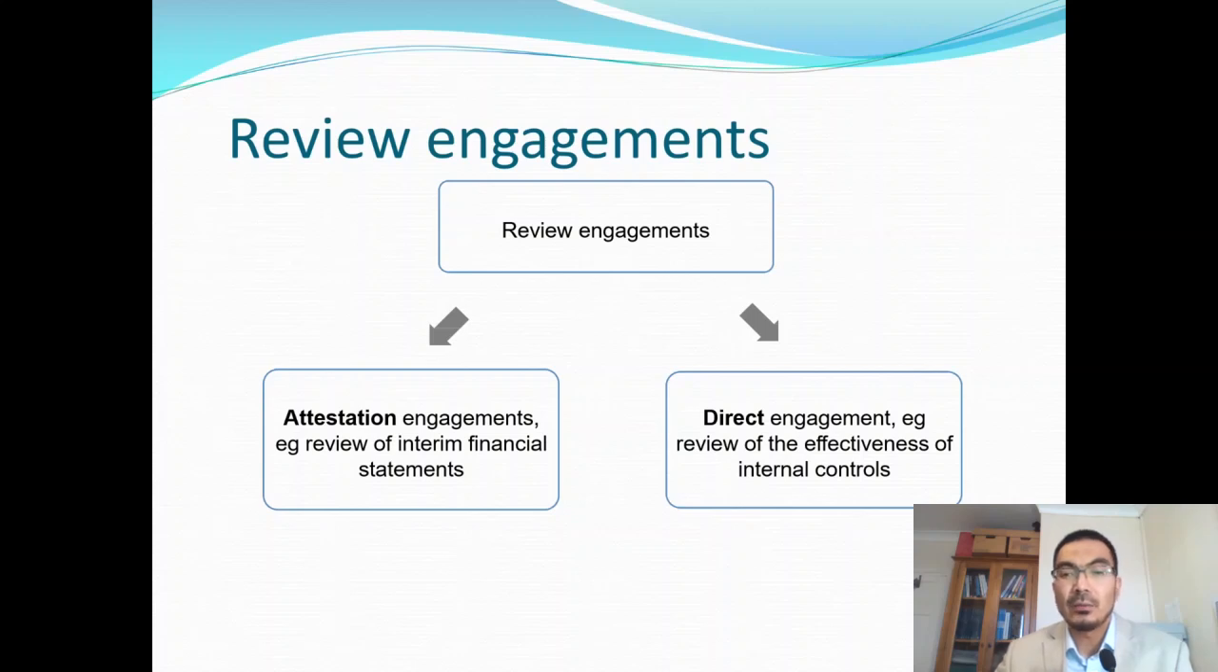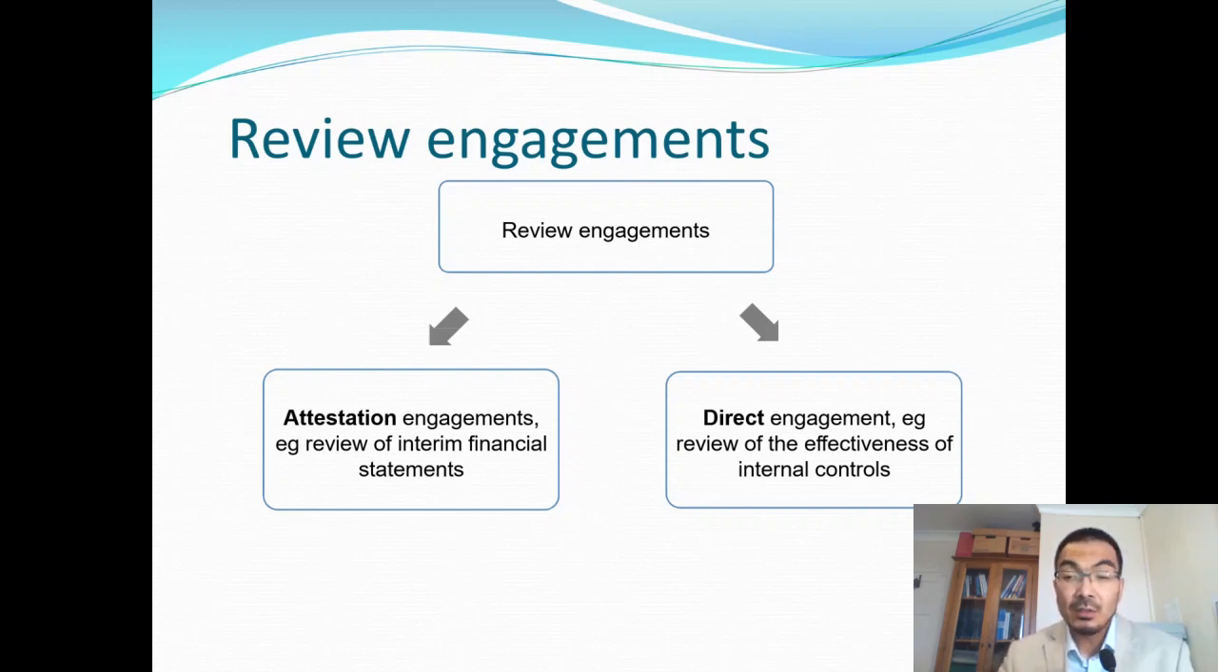A good example of an attestation engagement is a review of a sustainability report which has been prepared by management. In that case, management measures and evaluates the extent to which the company has achieved its sustainability targets, and the practitioner provides a conclusion as to whether the measurement and evaluation is free from material misstatements.